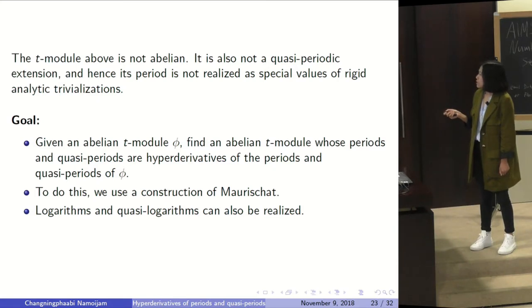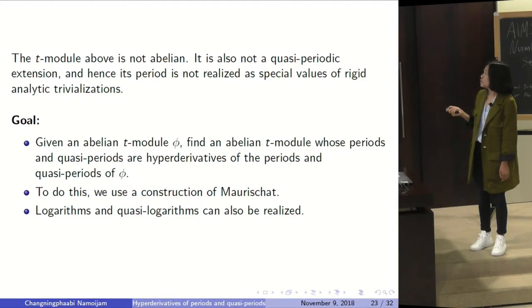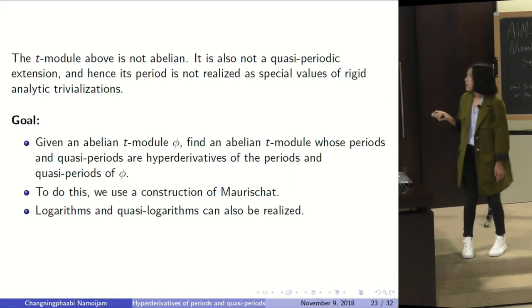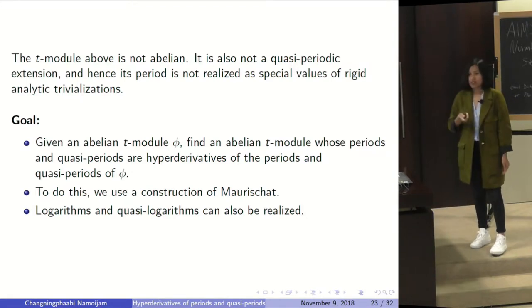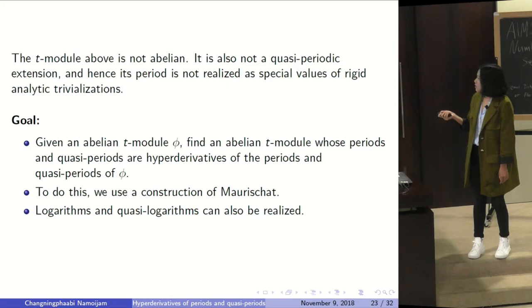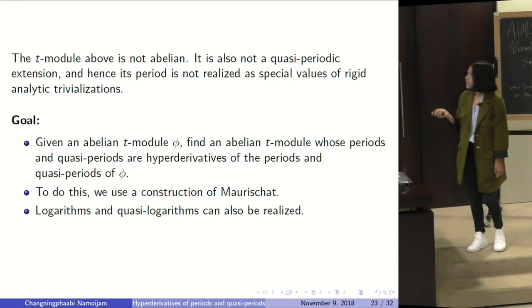Okay, so what is the goal? Given an abelian T-module phi, we want to find another abelian T-module whose periods and quasi-periods are given by hyperderivatives of periods and quasi-periods of my T-module phi, like in the case of Brownawell and Denis. To do this, we use a construction of Maurishita from his paper. Logarithms and quasi-logarithms can also be realized, but we're still working on that part.